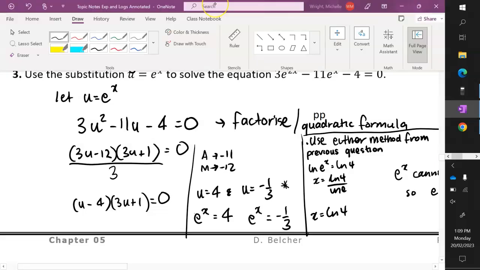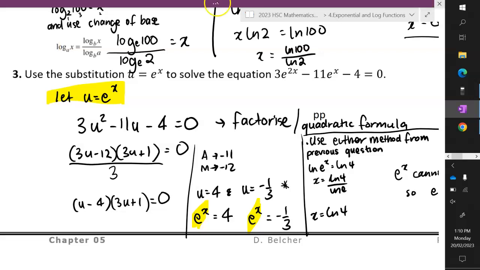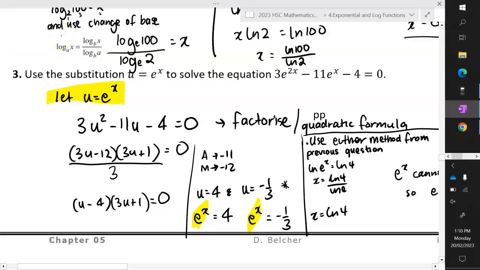Now, noting that I originally substituted in and let u equal e to the x, I need to pop that substitution back in because we've ended up with a solution for u. However, our equation wants us to solve in terms of exponentials and wants us to solve for x. So we don't have an x where there's a u, so I need to pop my e to the x back in. e to the x equals 4 then, and e to the x equals minus 1/3.